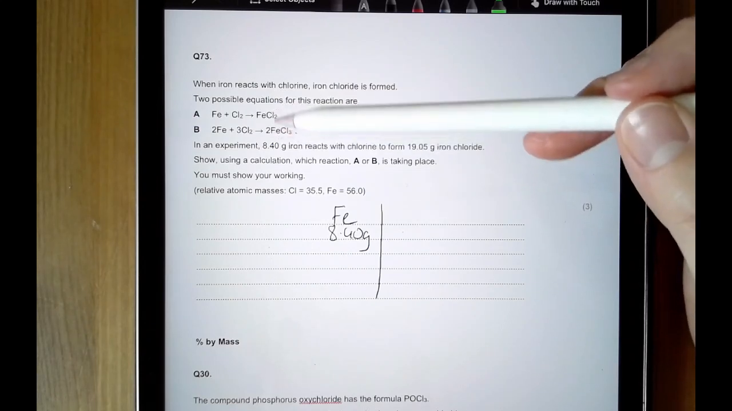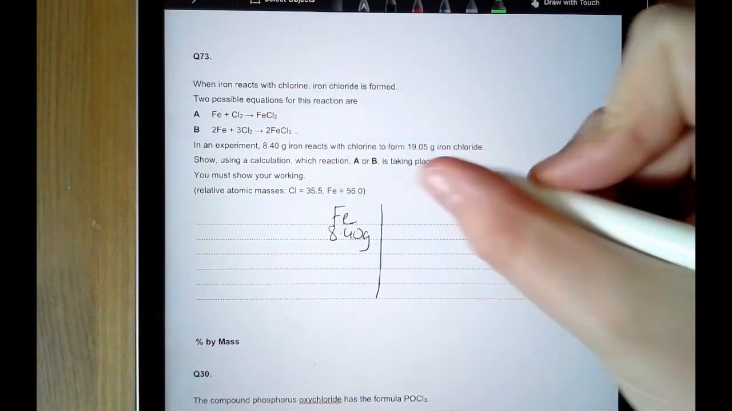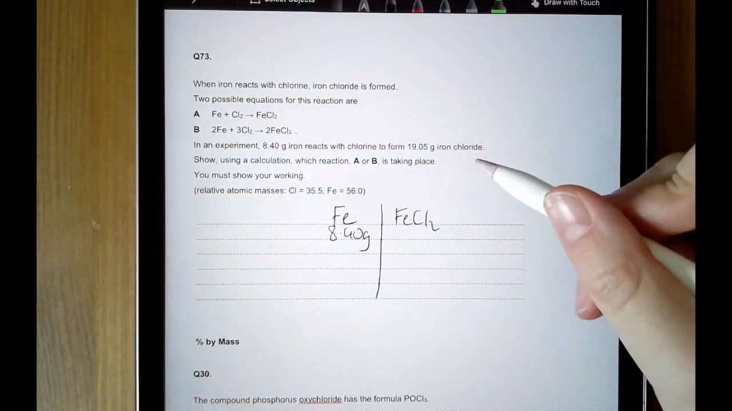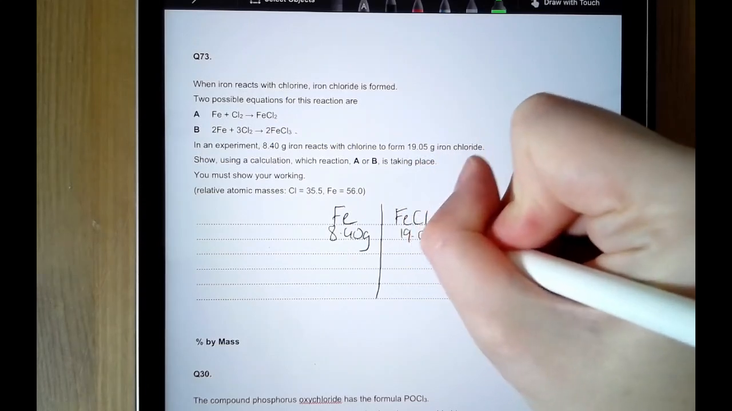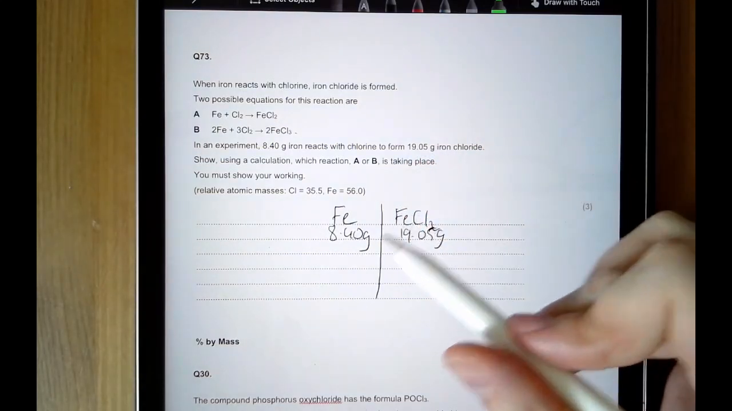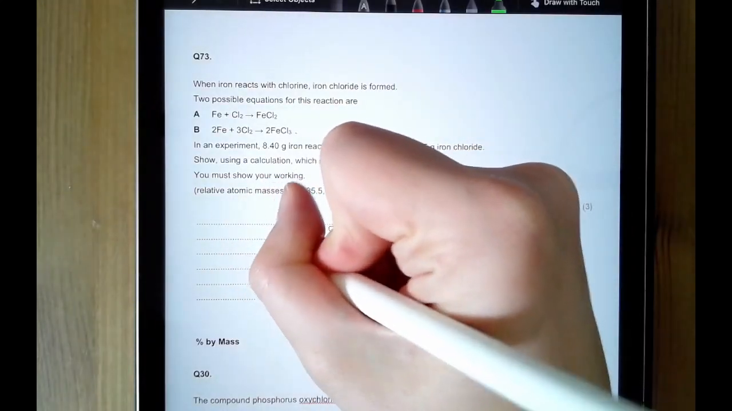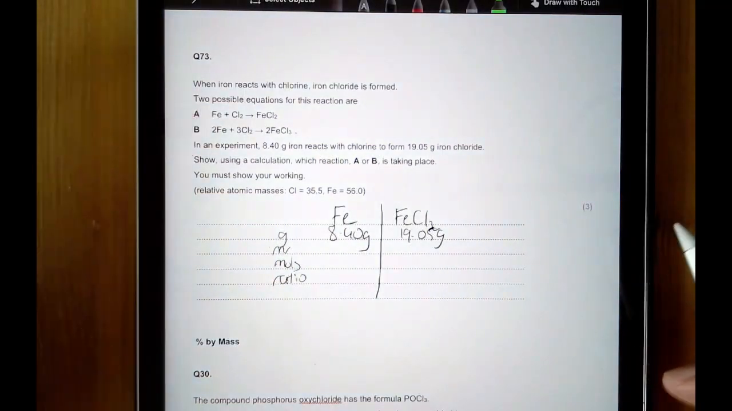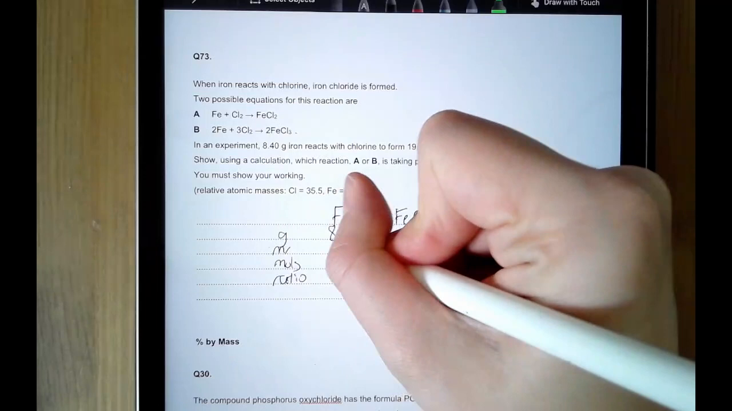At the moment, I don't know which of these formulas to use, okay? I'm just going to use FeCl2, but you could pick either at this point. They just tell you you're forming iron chloride, and 19.05 grams is the iron chloride. So again, in both cases, I'm given mass. So in both cases, I'm going to work out moles, and then I'm going to simplify my ratio to see which equation is correct. So for iron, the formula mass is just 56.